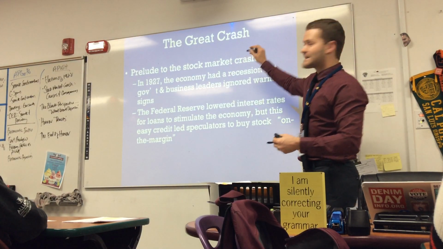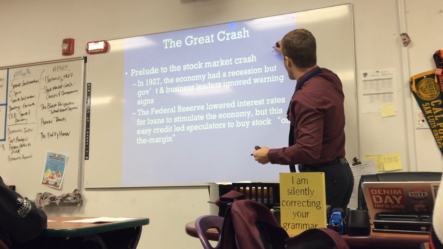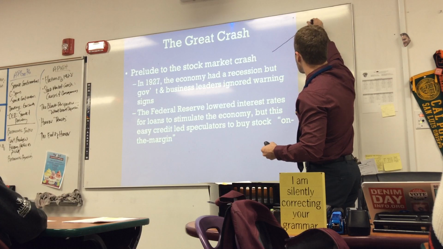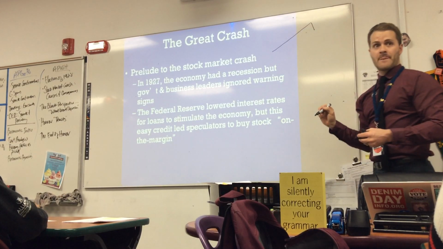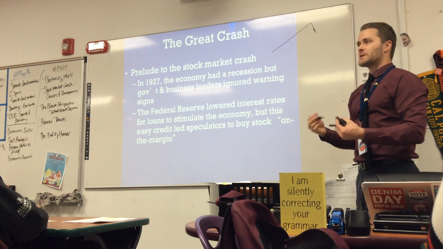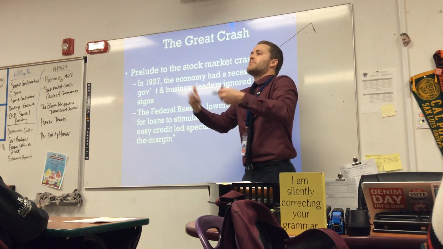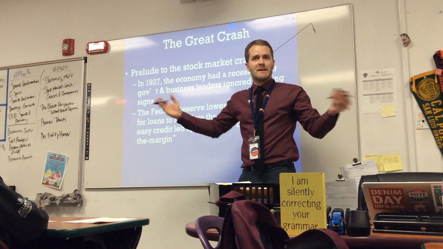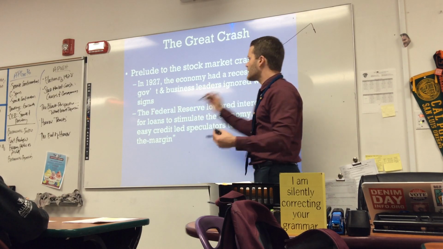If you look at the economy like this, the 1920s, check it out. 21, 22, 23, 24, 25, 26, 27. 27 is a downturn. Maybe we'll go down to here. So we lower interest rates. When the interest rates are lower, it means you're paying less money to borrow money, so to speak. Makes it easier or cheaper to borrow money.